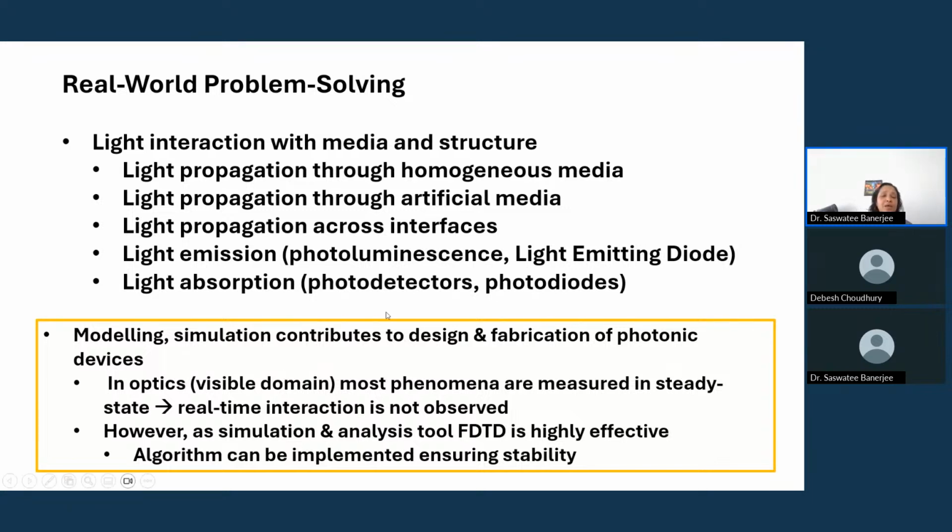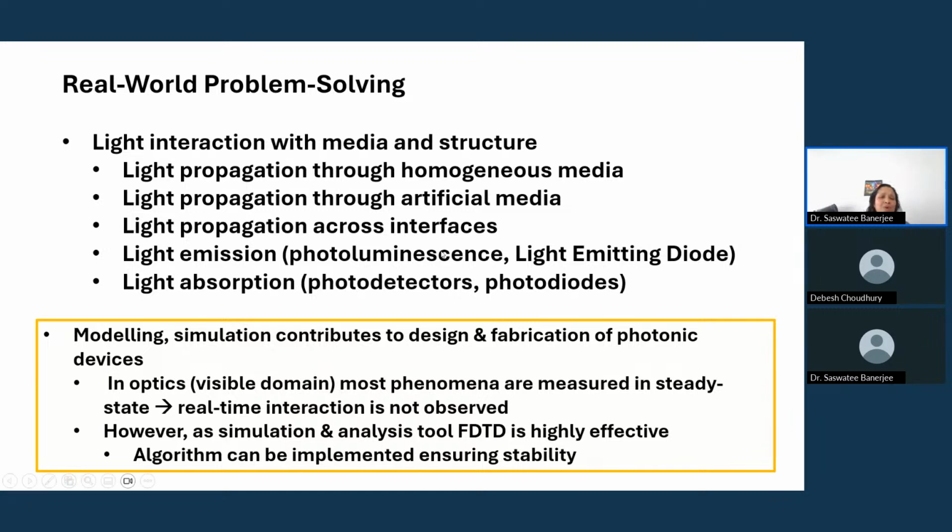So here we are dealing with interfaces between different media. These interfaces can be structured or unstructured, but the interfaces are something that we need to think about. And when we are dealing with light propagation across different interfaces, one thing that matters is the electromagnetic boundary conditions. That is something that we need to talk about.